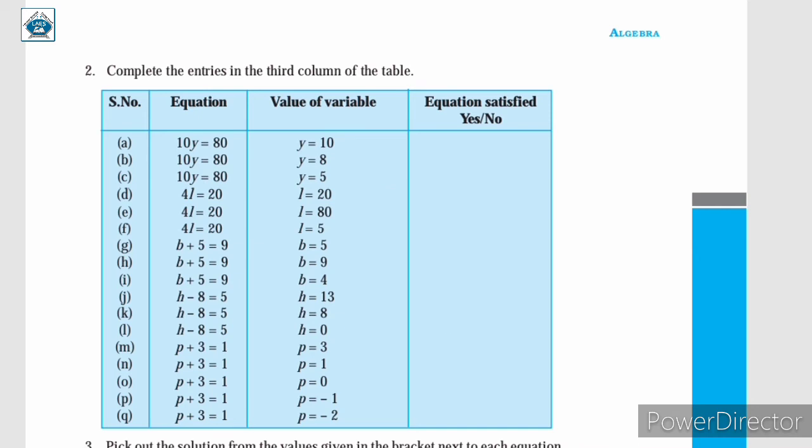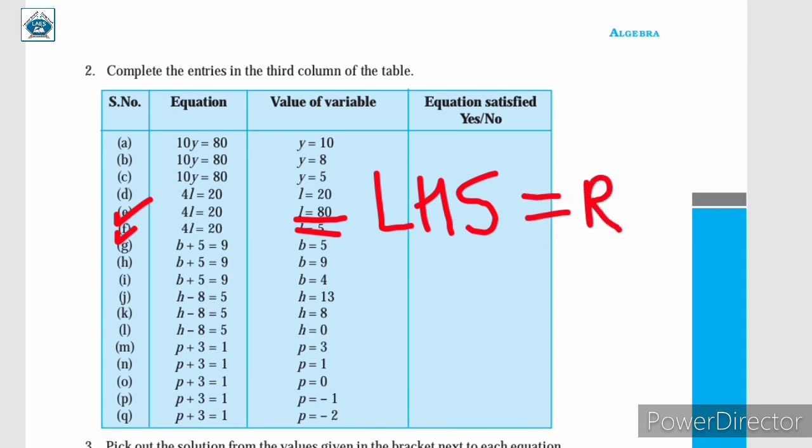In the similar manner, you are given part E and part F for which you need to substitute the values of L and check whether the equation is satisfied. यानी कि हमें check करना है क्या LHS equal आ रहा है RHS के. If yes, then the answer is yes, the equation is satisfied. If it is not, then the answer is no, the equation is not satisfied.